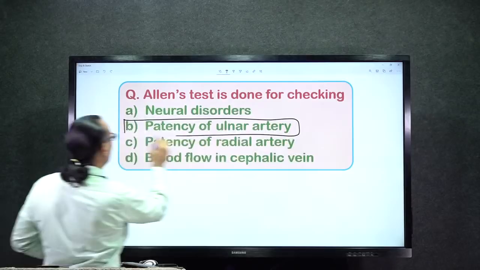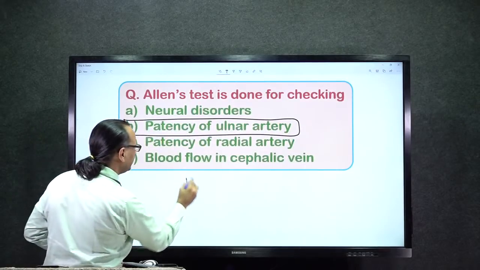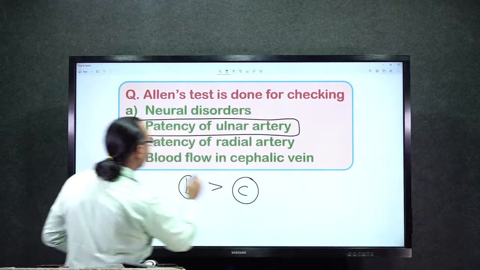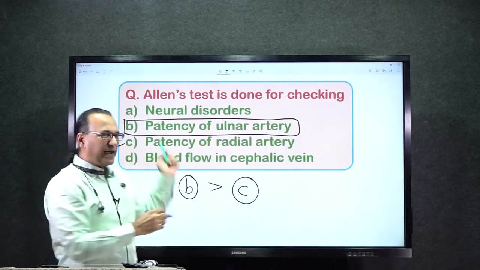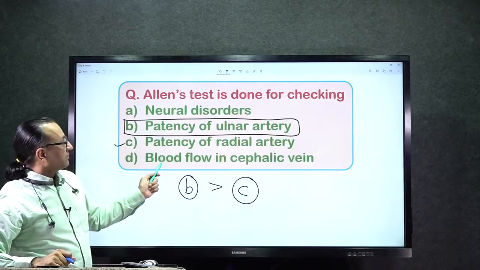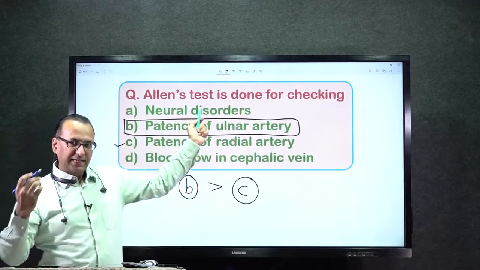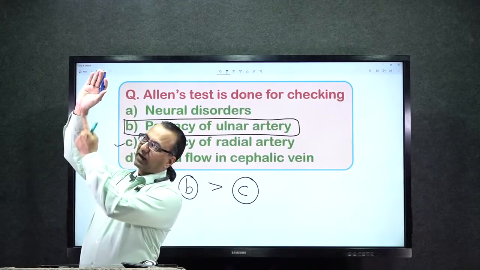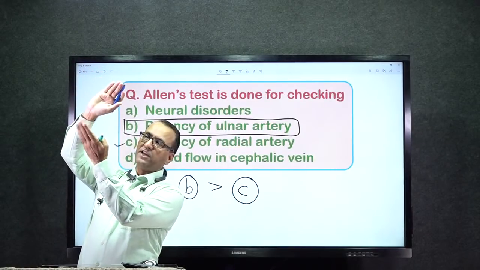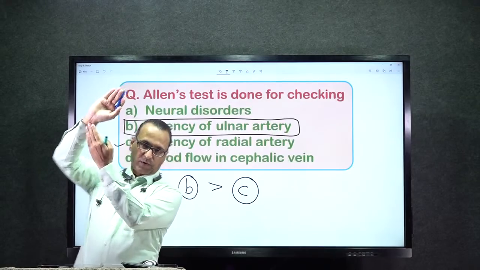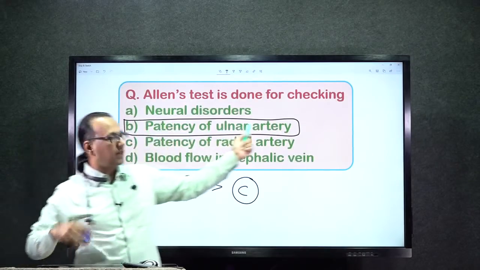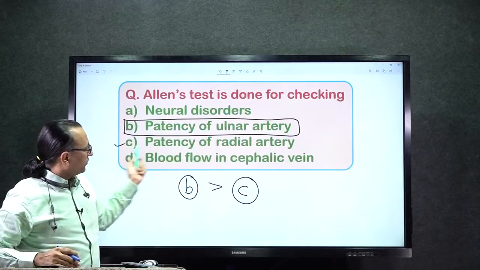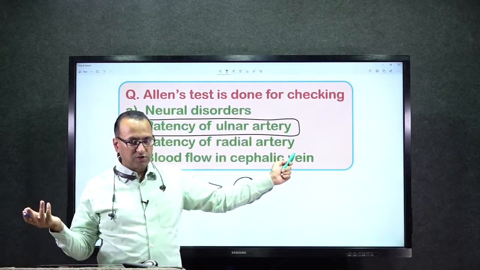But then you should know that it is B as well as C, but B is a better answer than C. Now, why is B a better answer than C? Because Allen test is basically done before you take an arterial blood gas analysis sample. You are suspecting the radial artery will be undergoing thrombosis. That is why you check the patency of the ulnar artery. And if it is not available, then you can go for choice number C also. That is also the answer.